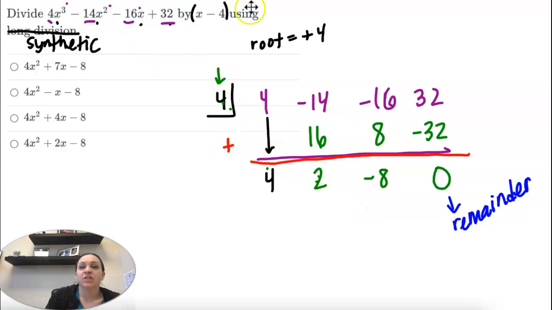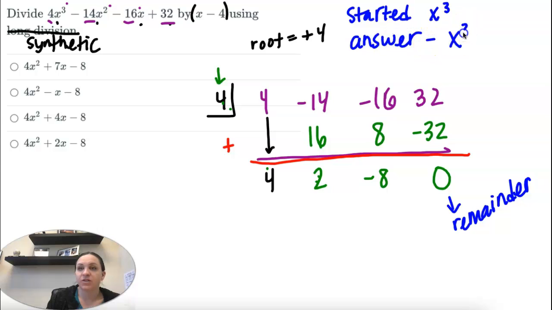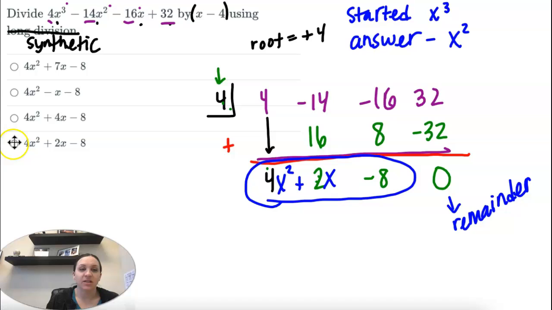So see how we started with x cubed. So that means our answer is going to start with x squared. We subtract 1 degree. So this x squared, and then we just go down in descending order. Then x, then the number by itself. So 4x squared plus 2x minus 8. It's way easier than long division, and it goes faster once you get the hang of it.